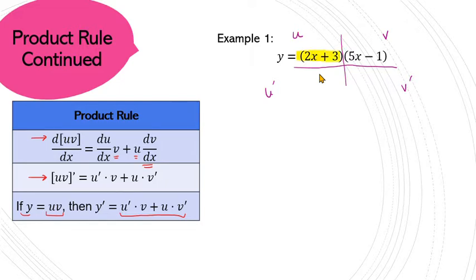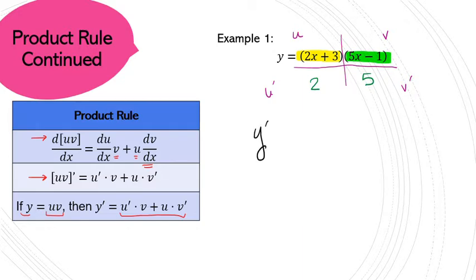Looking only at this piece, what is the derivative of 2x plus 3? Well, we know it's going to be 2 because a constant has a derivative of 0, and the derivative of 2x is going to be 2 times x to the 0, which is just 2 times 1, 2. And likewise, v' is the derivative of just what I see here, and we're going to say that that is going to be 5. Okay, so now I have all the parts that are going to go into my product formula, to use a product rule.